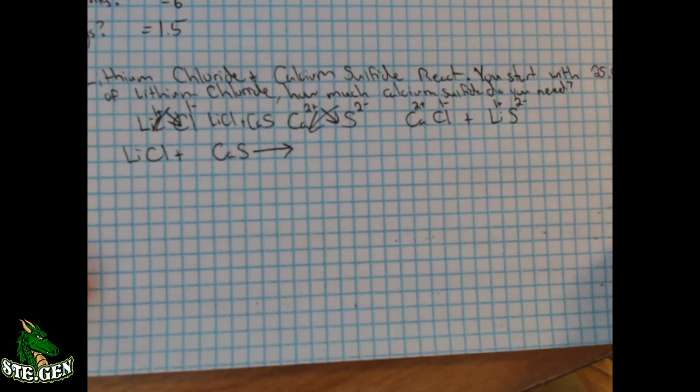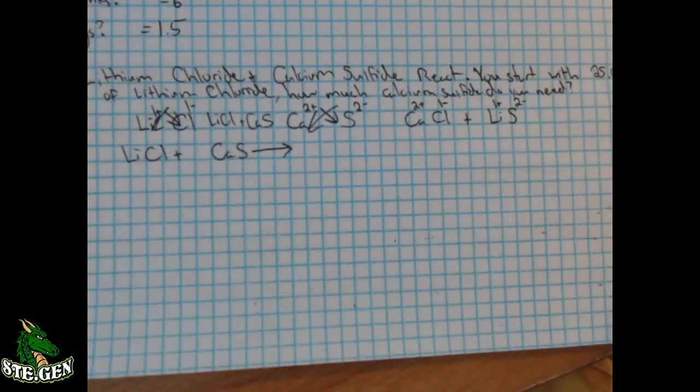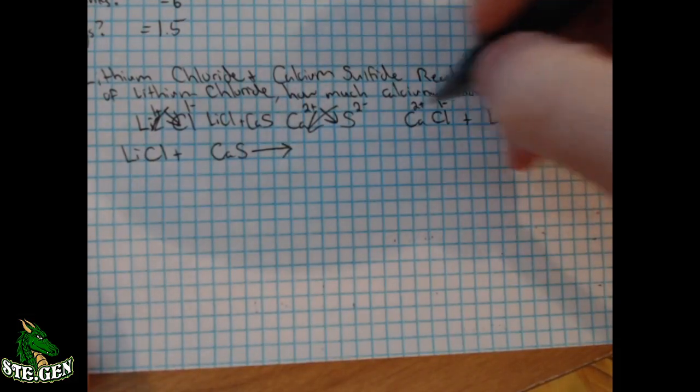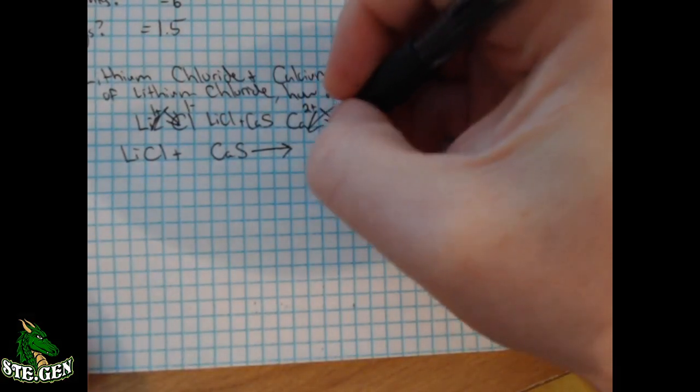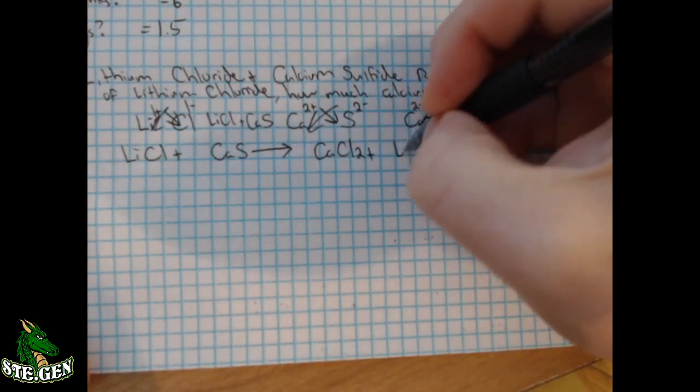I'm going pretty quickly through this, but that's because by this point in the year, you should feel pretty comfortable about this. This is the quote-unquote easy part of the problem, and you should be able to do this pretty quickly by this point. Otherwise, you're going to have quite a bit of work ahead of you on some of these problems. So we're going to cross our charges, and we'll get CaCl2, and then we'll get Li2S.